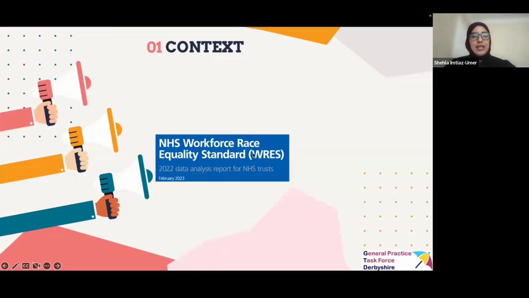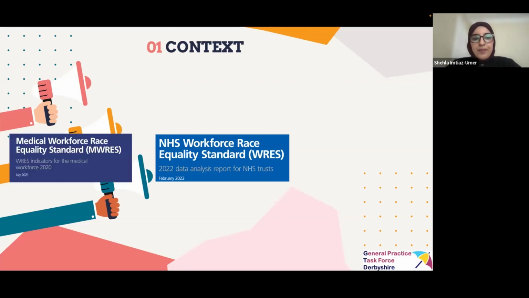So thinking about the context, we'll start off first of all with looking at WRES. This is the NHS Workforce Race Equality Standards. It's based on 9 different indicators and really is an insight into the levels of race equality within secondary care. So it's always been focused on NHS trusts. And the most recent report has actually been published this morning, which I've not had a chance to read, but I would certainly recommend reading that to try and understand the wider context of racial inequalities within the workforce in secondary care and how that can translate into primary care as well.